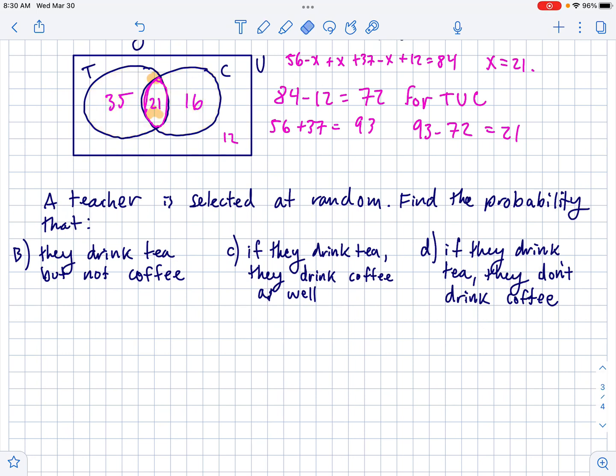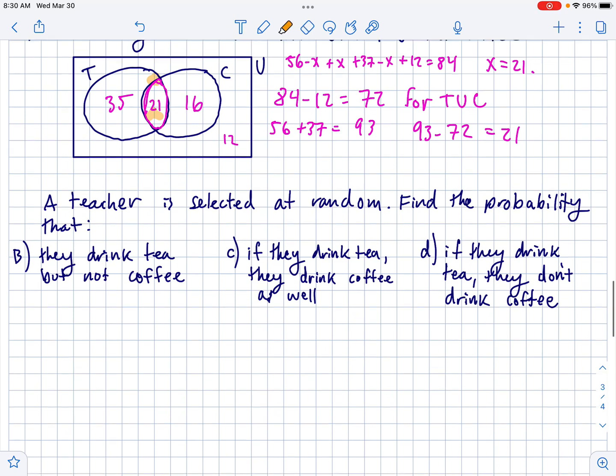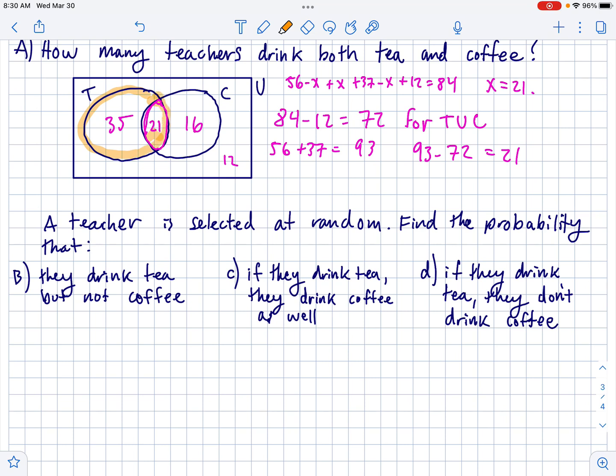Somebody's selected at random, and find the probability they drink tea but not coffee. Now, tea but not coffee, let me get rid of my shading in here. Oh, I gotta really stop doing that. Tea but not coffee. So tea would be everything in this circle, but that includes the 21 coffee drinkers in the middle. So tea but not coffee would be this Pac-Man on the left. Only tea. So this would be 35 out of the 84. Oh, and they want me to use notation. I should. Probability of tea and not coffee.